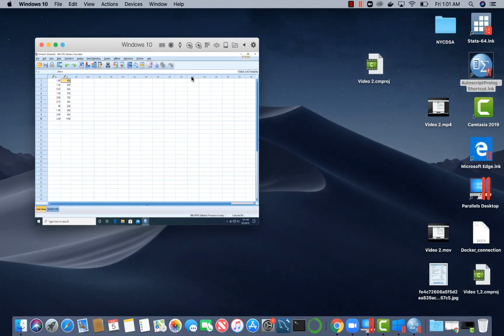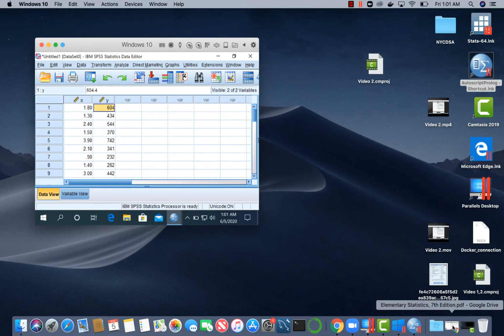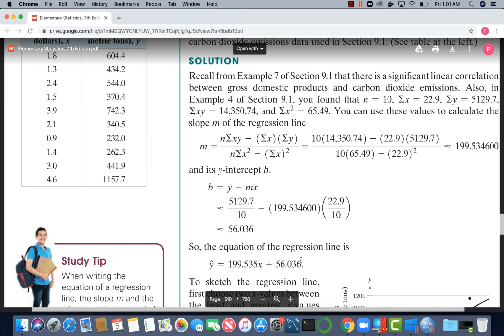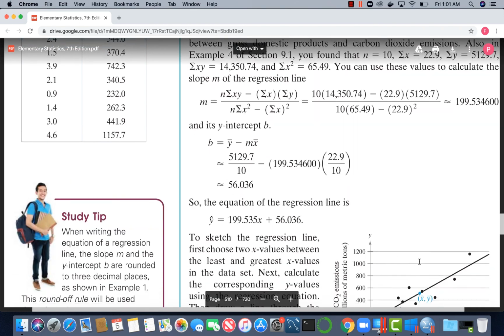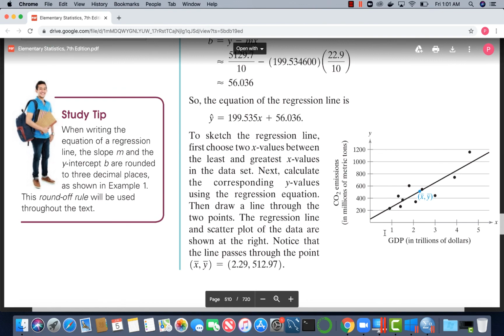Now we can check what they had. They had just that: 199.535x plus 56.036. That is the line of best fit. And you can graph the line of best fit.